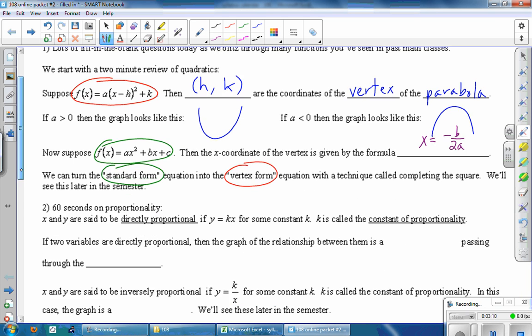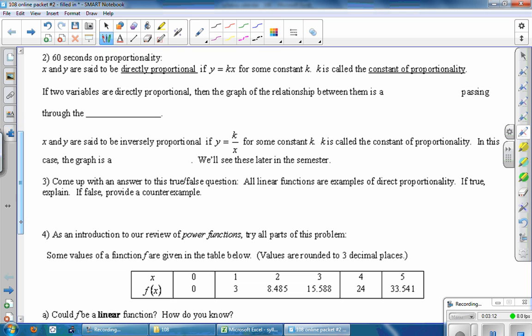Number 2, 60 seconds or so on proportionality. X and y are said to be directly proportional if y equals k times x for some constant k. K is called the constant of proportionality. If 2 variables are directly proportional, then the graph of the relationship between them is a blank passing through the blank. Pause the video, see if you can identify the answers to those 2 blanks.